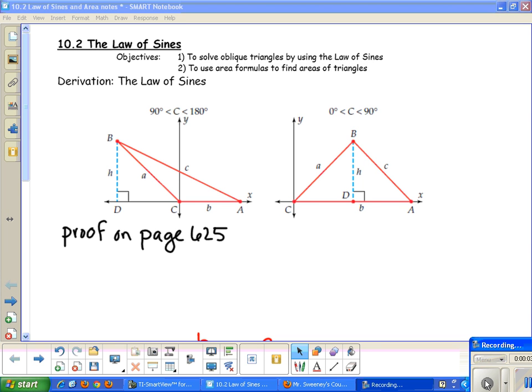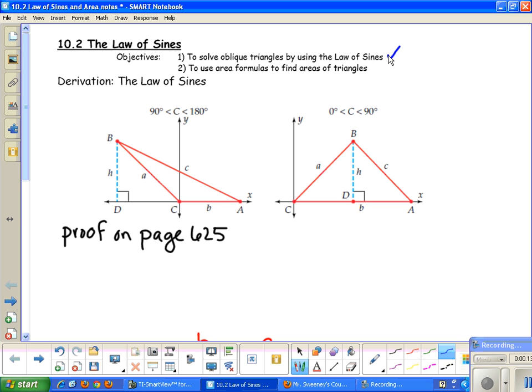Section 10.2, the law of sines. Our objectives are to solve oblique triangles by using the law of sines and to use area formulas to find the areas of triangles. So we're really going to focus on just the first part for this video right here, and we'll do the area later.